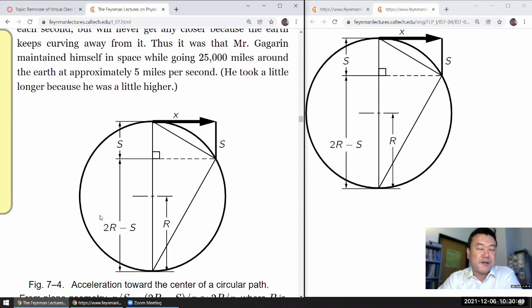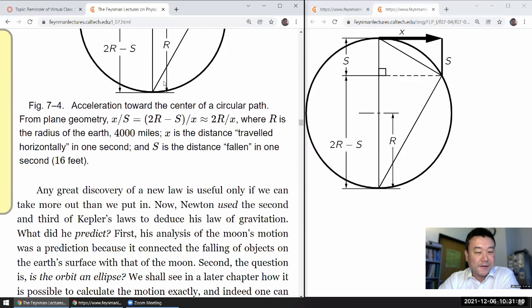Gagarin, Yuri Gagarin, the Russian cosmonaut, was the first person to achieve orbit, maintaining himself in space while going 25,000 miles around the Earth at approximately 5 miles per second. He took a little longer because he was a little higher.